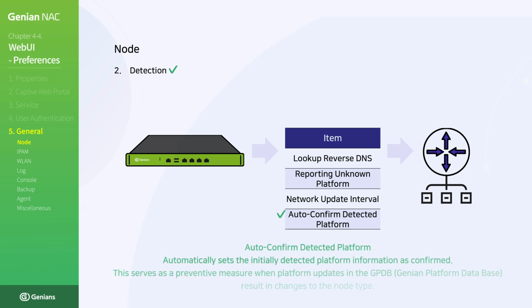Auto-confirm detected platform automatically sets the initially detected platform information as confirmed. This serves as a preventive measure when platform updates in the GPDB, Global Platform Database, result in changes to the node type.